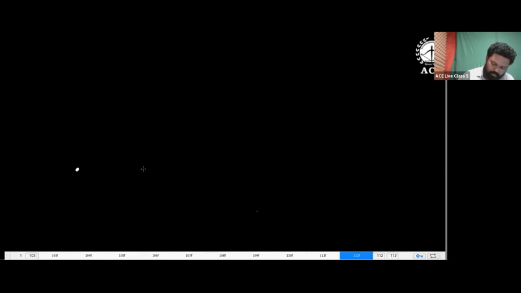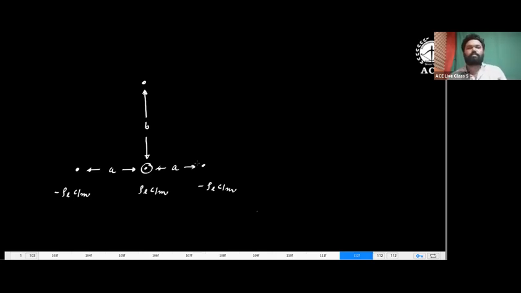This is the diagram. Minus rho L coulomb per meter, rho L coulomb per meter, minus rho L coulomb per meter. Here is a point. Here it is B. Here it is A. Here it is A. Yes. Okay, what is the distance from here to here, beta?